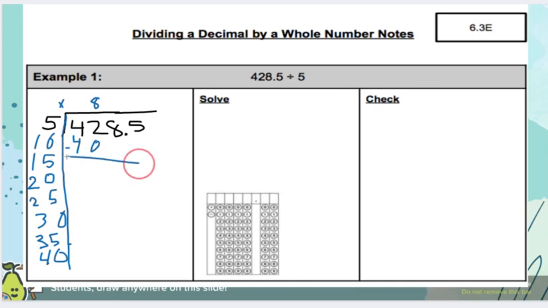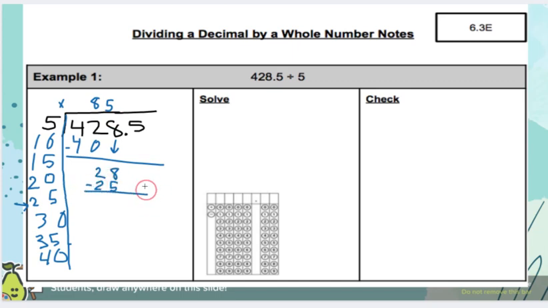I subtract. I bring down my 8. 2 minus 0 is 2. So now I have 28 to work with, okay? Remember, 4 minus 4 is 0. So that's why I didn't put anything right here. So 5 can go into 28. The closest is this many times, okay? So 5 times 1 is 5, 5 times 2 is 10, 15, 20, 25. That's 5 times. So 5 times 5 is 25.